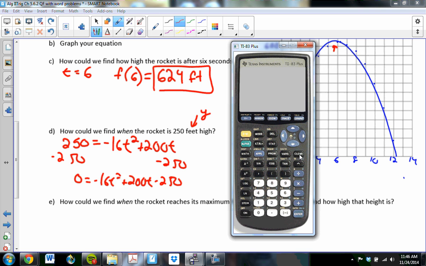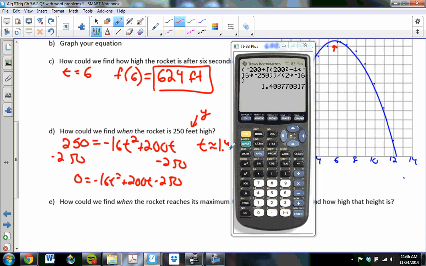But for now, I'm just going to do negative b plus the square root of b squared minus 4 times a times c. Close that parenthesis 2 times, that's all I need. And divide that by 2 times a. Well, a is still negative 16. I get 1.4. So t comes out to 1.4.